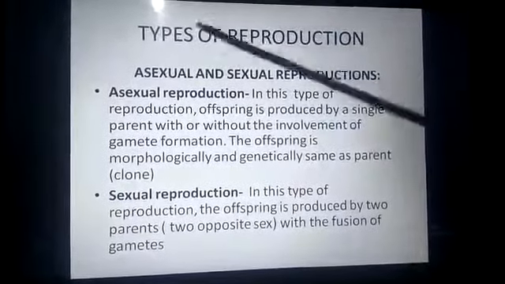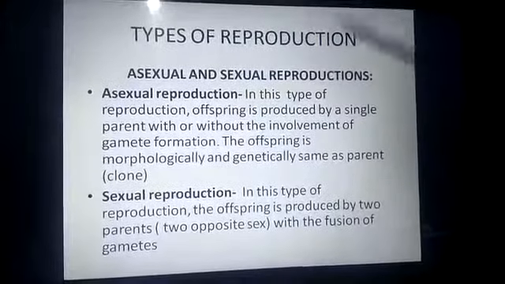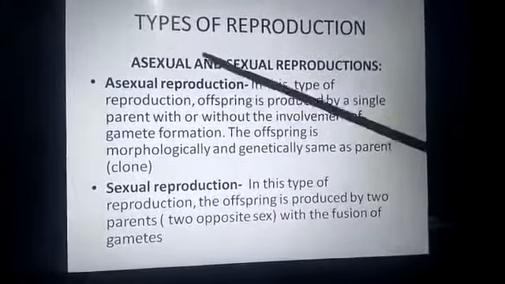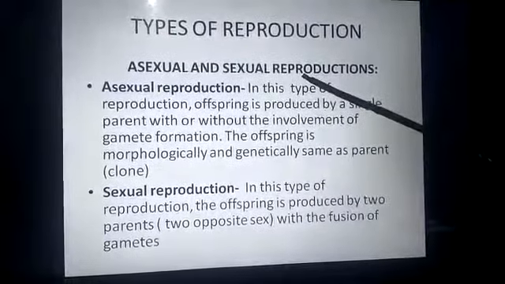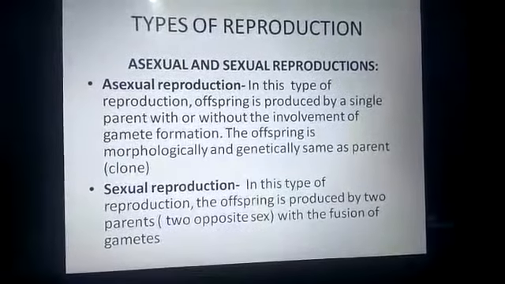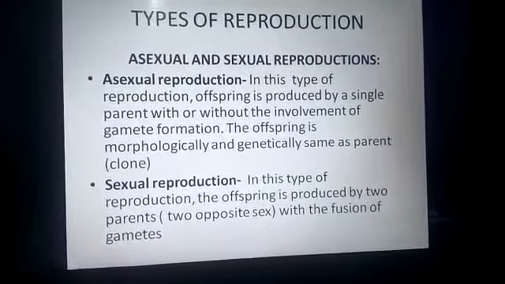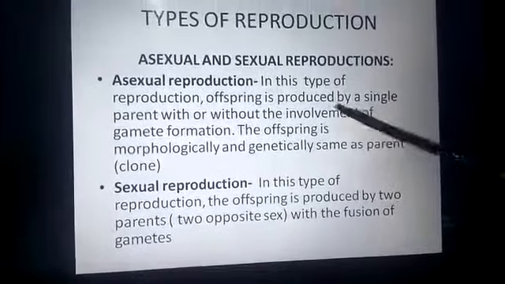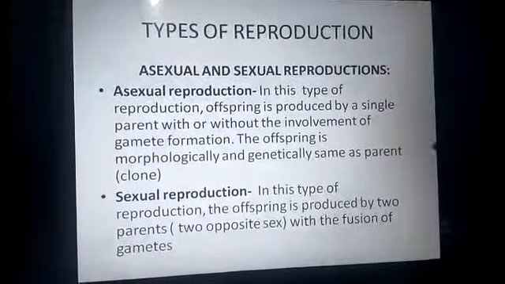Now let us go to the types of reproduction. There are two types of reproduction, that is asexual and sexual reproduction. This division of reproduction is based on how many parents are involved in reproduction. Now let us see the difference between these two types of reproduction.